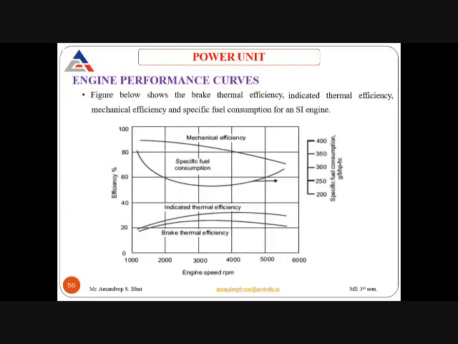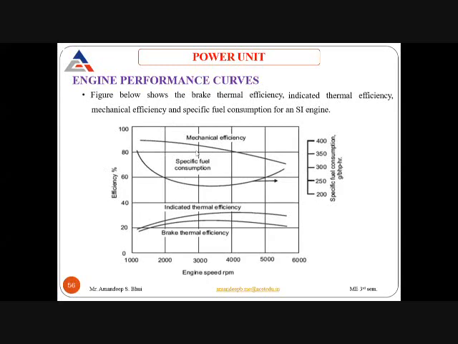Next, if you see this diagram here, this is the engine performance curve. In this, the various parameters being studied are on the y-axis. You can see the efficiency is there, starting from 0 to 100%. At the bottom you have the value of capital N, that is RPM, or the engine speed. It starts from 1000 RPM, to 2000, going till 6000 RPM. Between these RPMs, as the RPM of the engine is increasing, we see how the different efficiencies are changing.